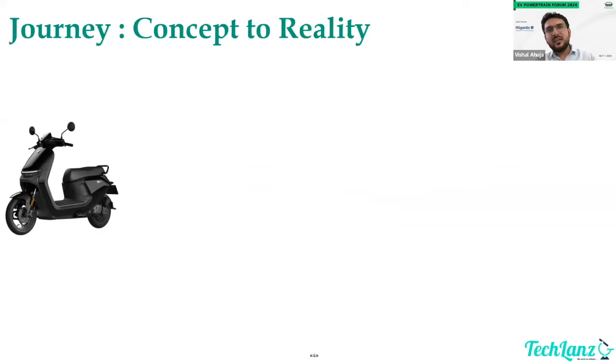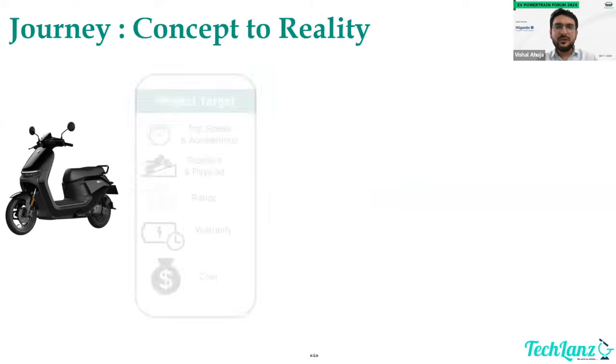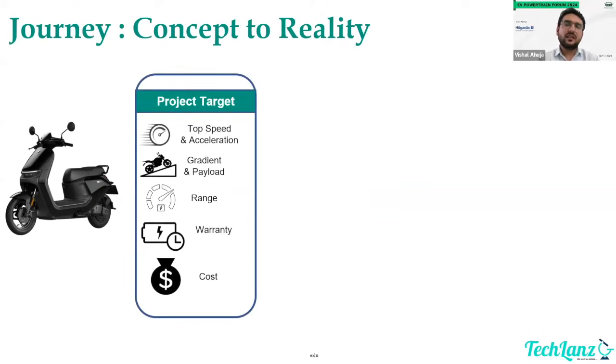Let's understand this from a project perspective, when you're trying to make a vehicle. Let's consider an example. First and foremost is the project level target. Say we are trying to make a two-wheeler. The first and foremost target from a project perspective would be your top speed and acceleration. What kind of vehicle character do you want to give?